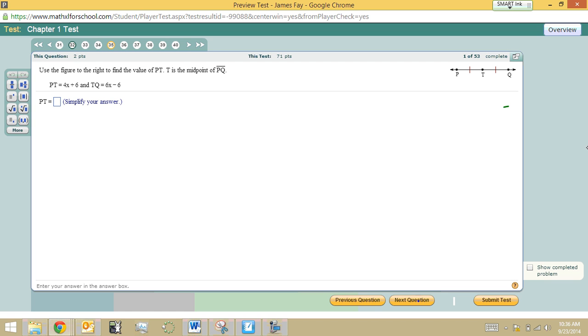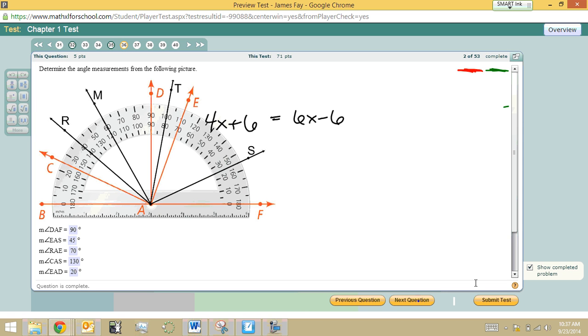Okay, here they're saying T is the midpoint. So if T is the midpoint, that section there and that section there are equal. So PT was 4x plus 6. TQ is 6x minus 6. Solve that equation, and you will end up with PT being 30.